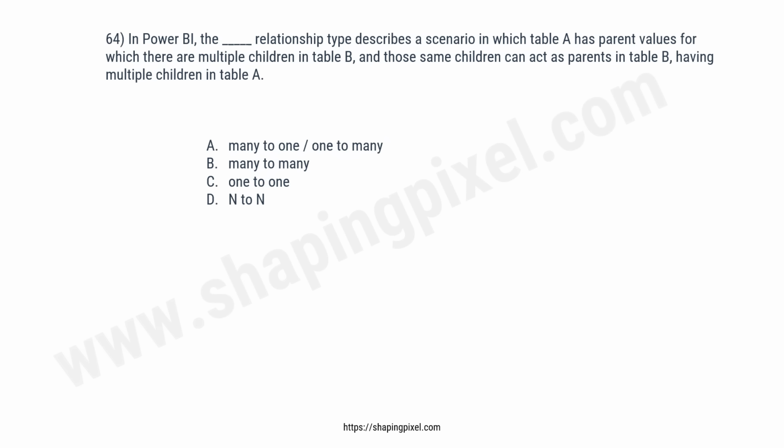Question number 64. In Power BI, the dash relationship type describes a scenario in which table A has parent values for which there are multiple children in table B, and those same children can act as parents in table B, having multiple children in table A. So we have four options: option A, many to one, one to many, option B, many to many, option C, one to one, and option D, n to n. So the right answer here is option B, many to many.